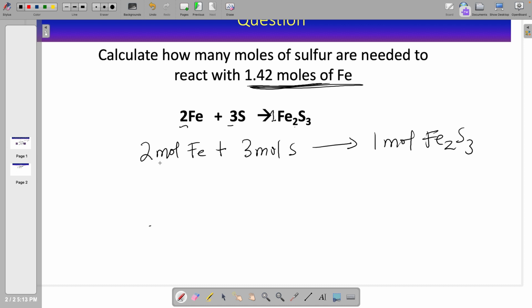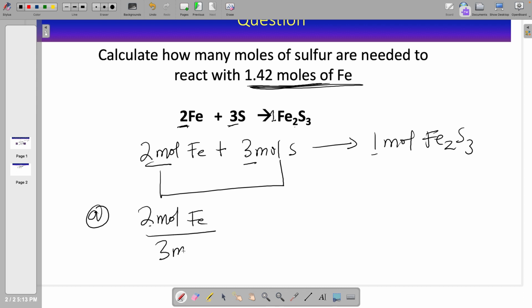So this is our interpretation. You see the 2 in front of the iron, the 3 in front of the sulfur, and the 1 in front of your iron trisulfide. Now, our chemicals of interest are sulfur and iron. So 2 moles of iron to 3 moles of sulfur. We write our mole-mole ratio. Our first mole-mole ratio is going to be 2 moles of iron divided by 3 moles of sulfur. I'll call this conversion factor A, or mole-mole ratio A. Then mole-mole ratio B, or conversion factor B, will be 3 moles of sulfur over 2 moles of iron.